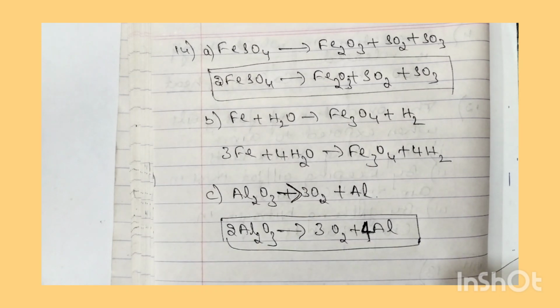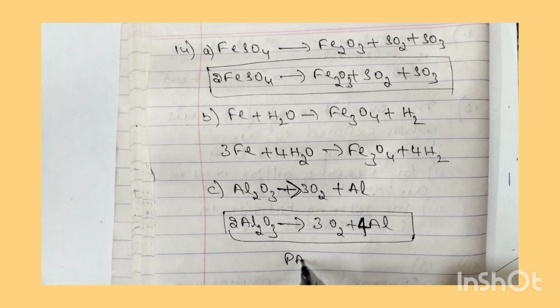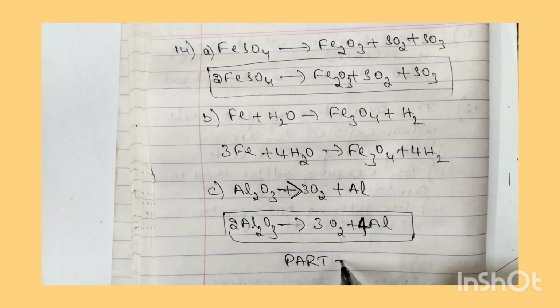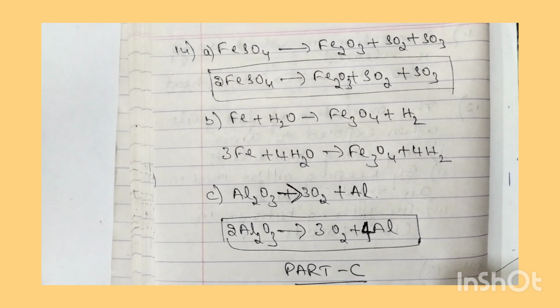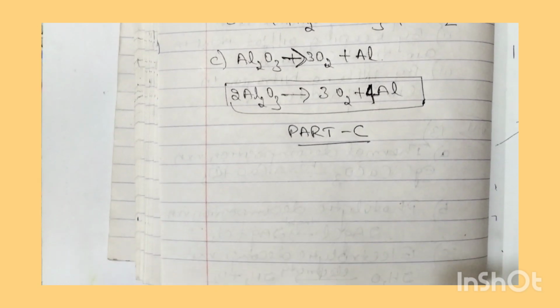2Al2O3 gives rise to 4Al plus 3O2. So like this we have to balance. So by this we have completed the chemistry part. Now we are moving to the biology part. So let us answer the biology part.